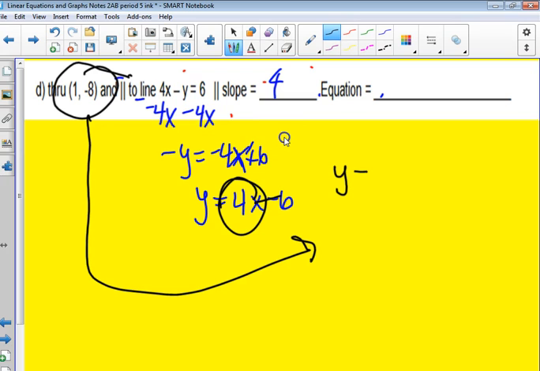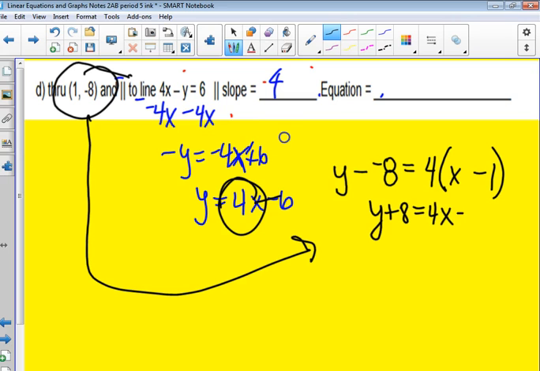It'd be y minus the y value, which is negative 8 from that point. Everybody know where I got that? That point over there had a negative 8 as a y value. Equals, what's next in this form, point slope? The slope, which is 4, and then it's parenthesis x minus the x value, which is 1. All right, if I rewrite this, it becomes y plus 8 equals 4x minus 4 if I distribute. If I subtract 8 from both sides, I get y equals 4x minus 12.